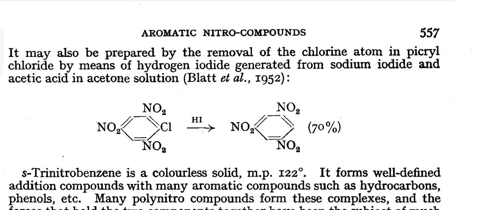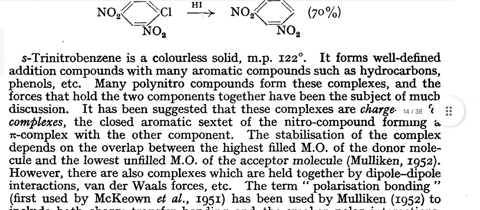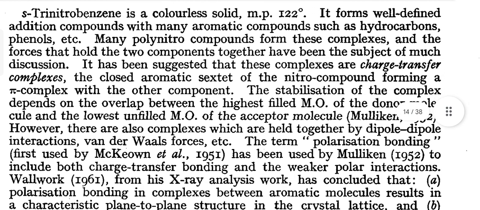It may also be prepared by the removal of the chlorine atom in picryl chloride by means of hydrogen iodide generated from sodium iodide and acetic acid in acetone solution. s-Trinitrobenzene is a colorless solid, melting point 122 degrees Celsius. It forms well-defined addition compounds with many aromatic compounds such as hydrocarbons, phenols, etc.